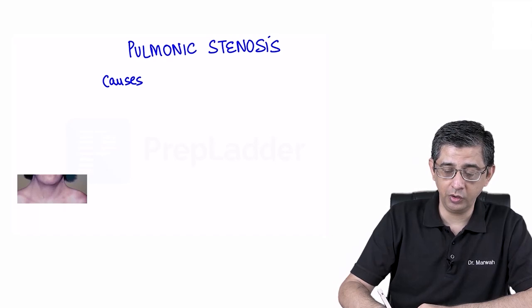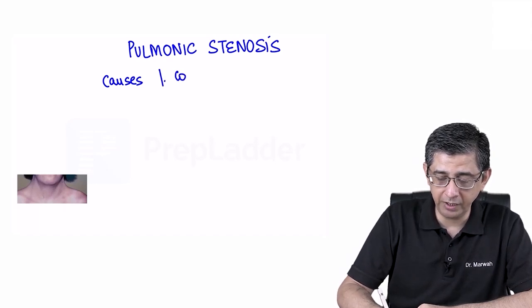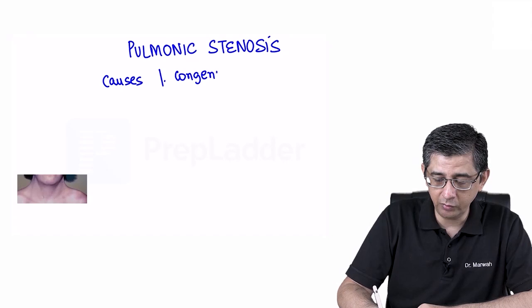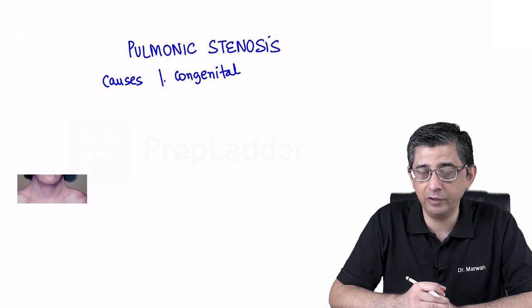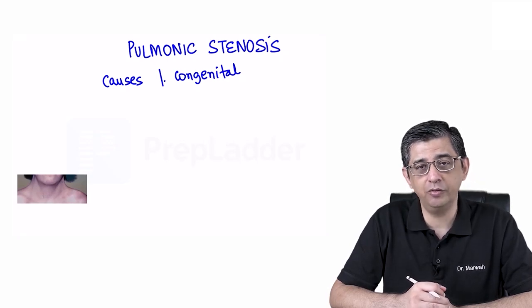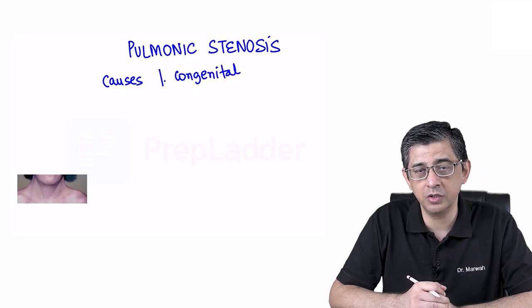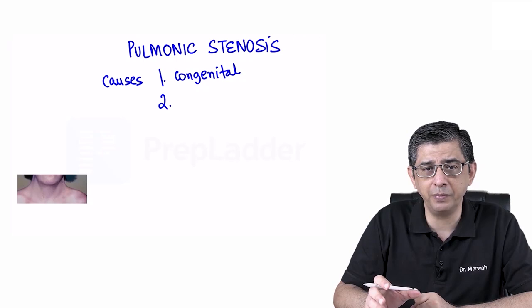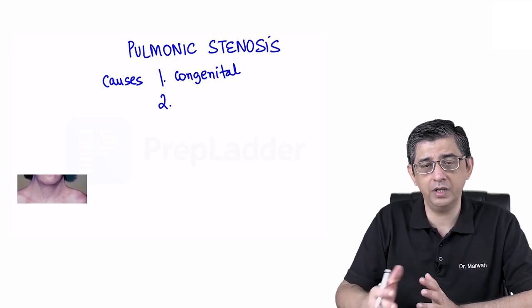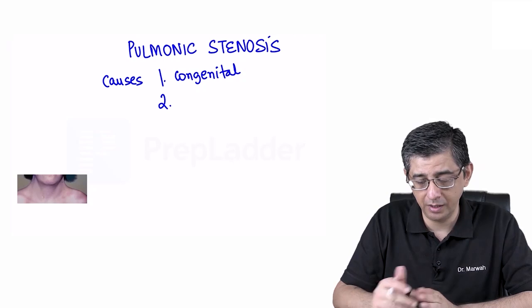Now when we focus on the causes here, the number one cause would be congenital, and at this juncture I want to repeat the statement that in tetralogy of Fallot we do not have a pulmonic stenosis. TOF would have a subpulmonic stenosis. Here I am talking about isolated pulmonic stenosis. So this is primarily, or in most cases, a pediatric presentation.